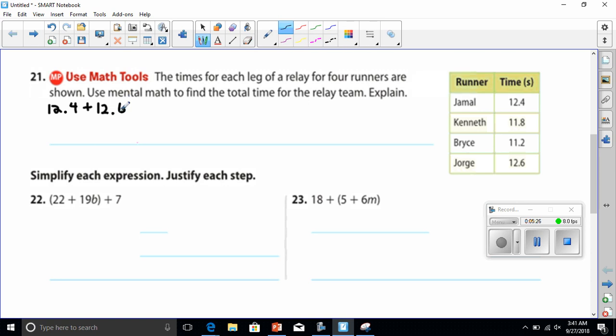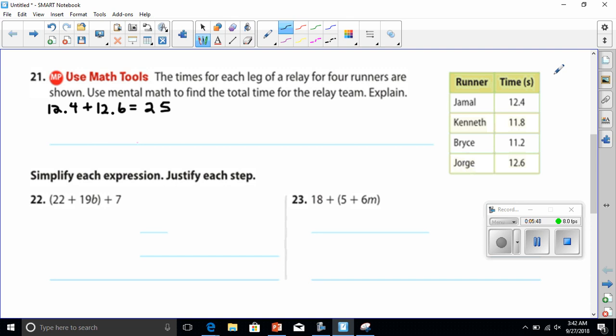And now that is an easy mental math because I know 4 plus 6 is 10. That's going to give me 0. I'll simply carry the 1. And 2 plus 2 is 4, plus that 1 that I had left over is going to give me 5. And then I have 1 plus 1, which is 2. So I know the combined total of Jamal and George's will be 25.